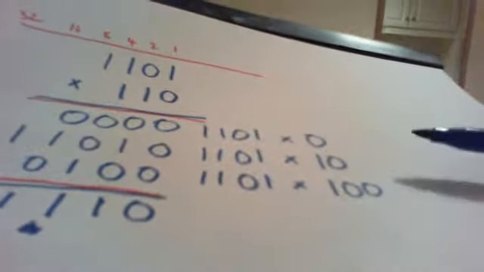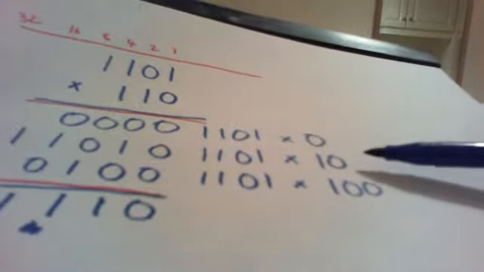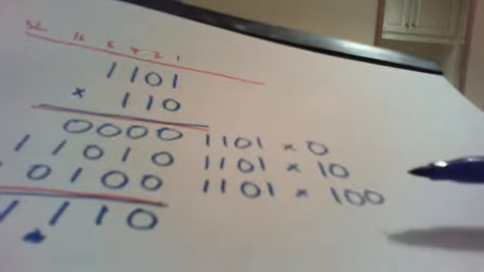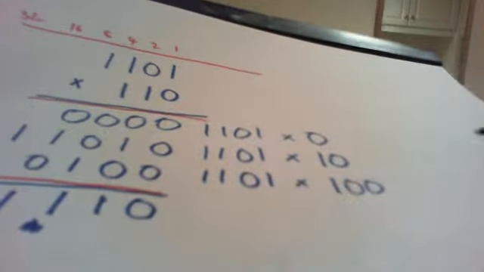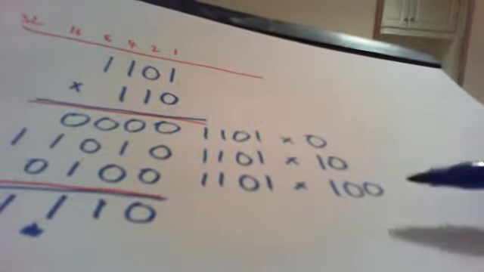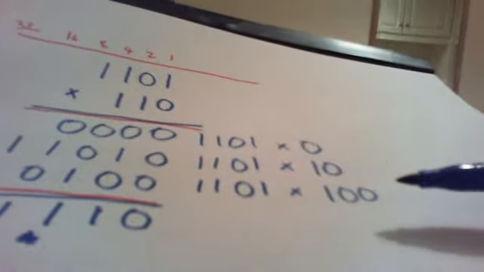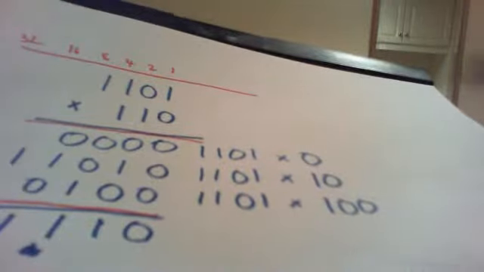Remember, it is that simple. It is shifting it all of the time. It's either timesing it by 1, timesing it by 2, timesing it by 4, so on and so forth. All you're doing is shifting it over to the left, or it's going to be 0, or it's going to remain the same. That's as hard as it gets.